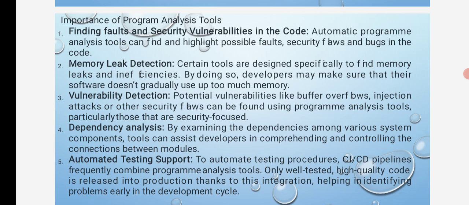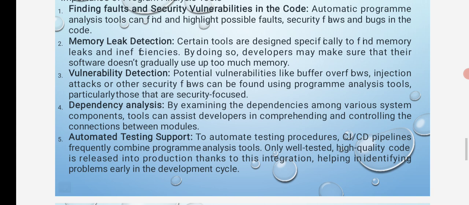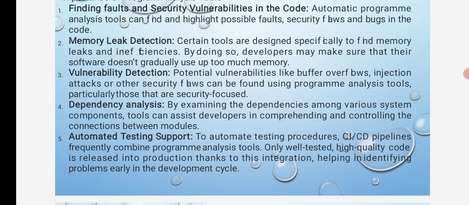Next one is vulnerability detection. Potential vulnerabilities like buffer overflow, injection attacks or other security flaws can be found using program analysis tools, particularly those that are security focused. Then dependency analysis. By examining the dependencies among various system components, tools can assist developers in comprehending and controlling the connections between the modules. Then automated testing support.